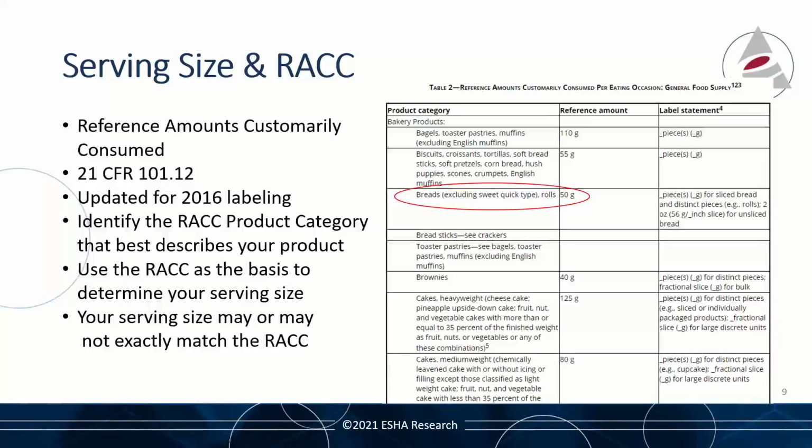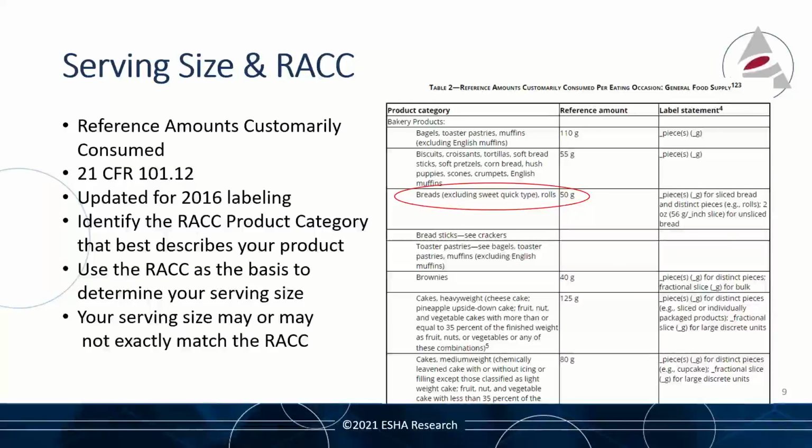It's not a recommended amount of what consumers should eat, but it's rather the amount of each food type that Americans typically consume. And the RAC is used for consistency in labeling. So when we see certain food types, we want to have a somewhat consistent reference for the serving sizes.